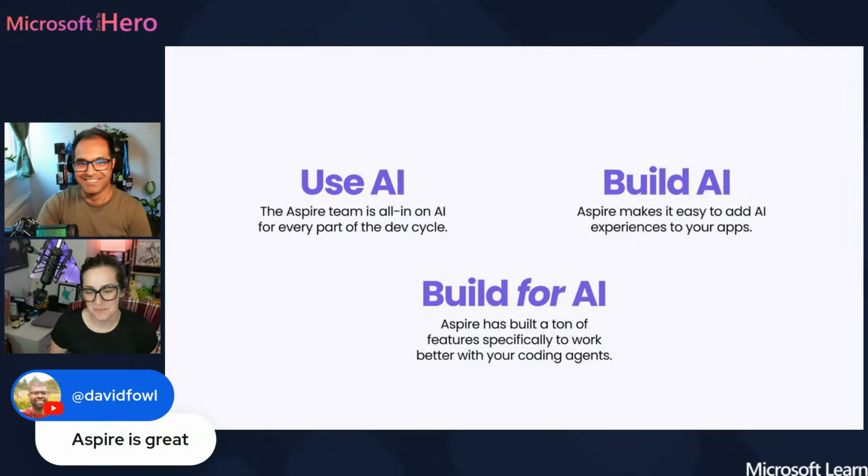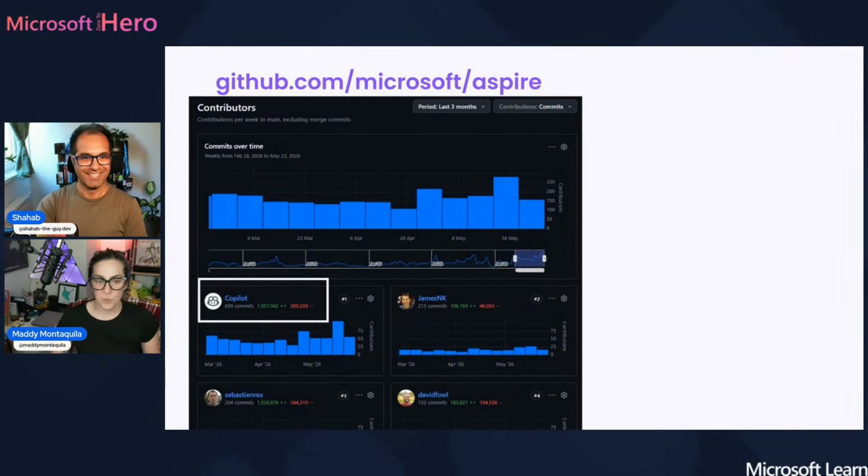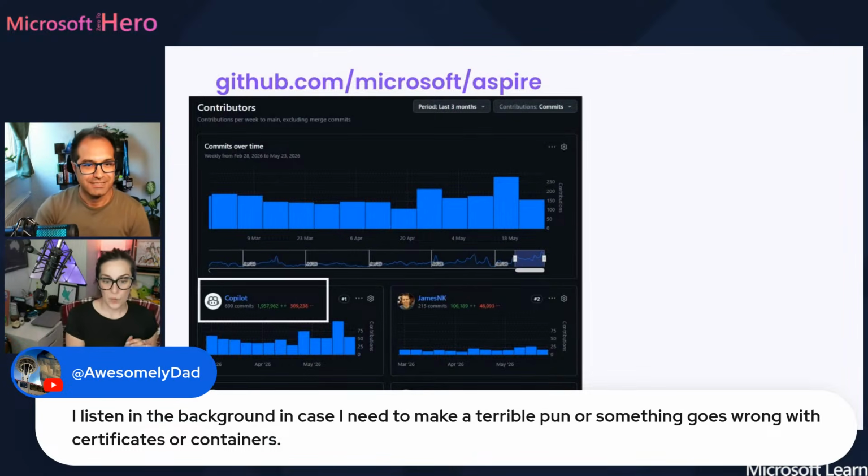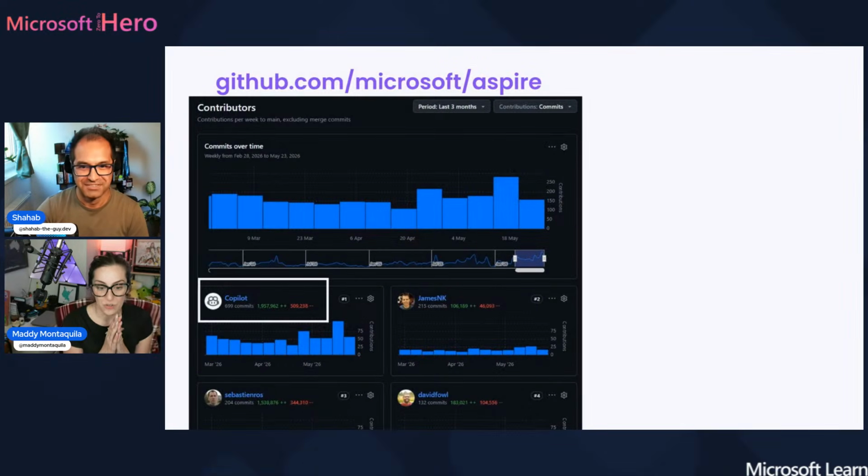Hi, everybody. Okay. Aspire team, heavily using Copilot and other AI coding agents. Right now, Copilot is our top contributor. I can also promise you that James Newton King has not written 106,000 lines of code, and Seb has not written 1.5 million lines of code by hand. So there are a variety of coding tools we're using. Copilot CLI, I think, is kind of the soup du jour.